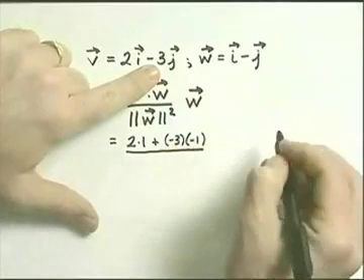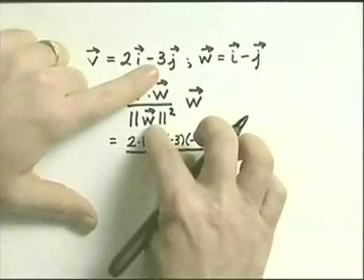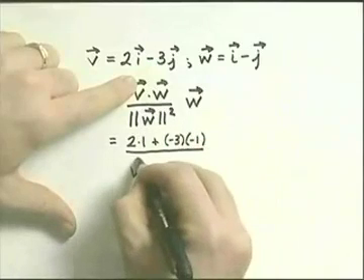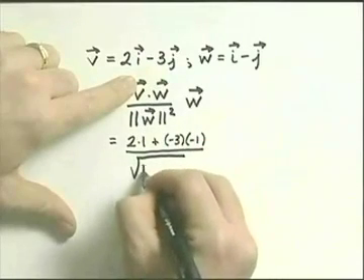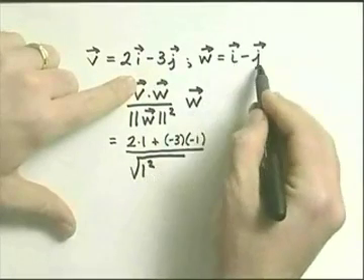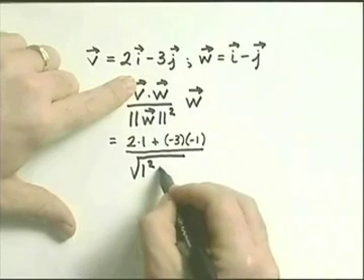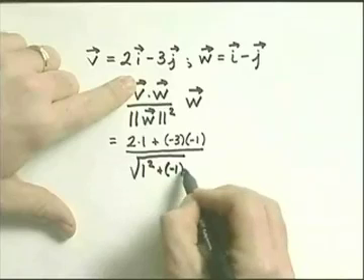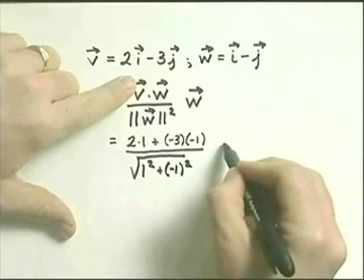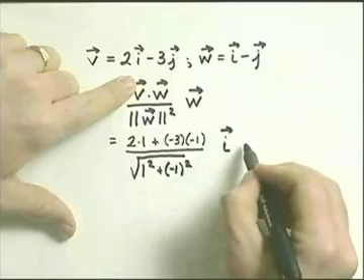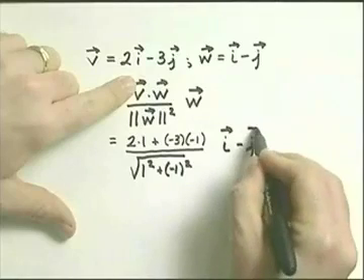And then I'm going to divide this by the magnitude of the vector w. The magnitude of the vector w is the square root of the sum of the squares of the components of the vector w, so that's going to be the square root of 1 squared plus negative 1 squared. And then I'll just go ahead and write the vector w, i minus j.